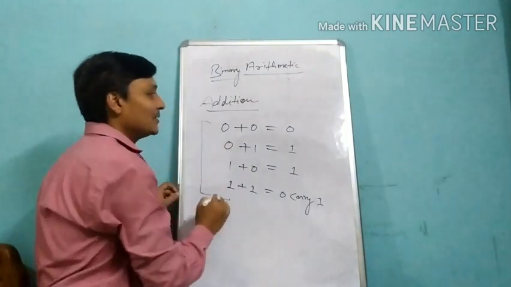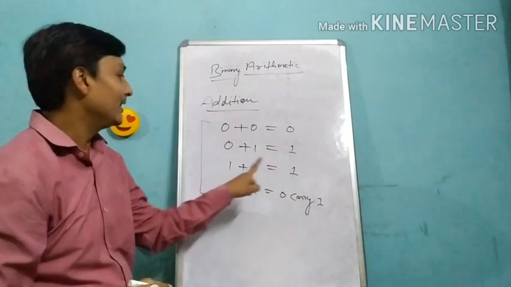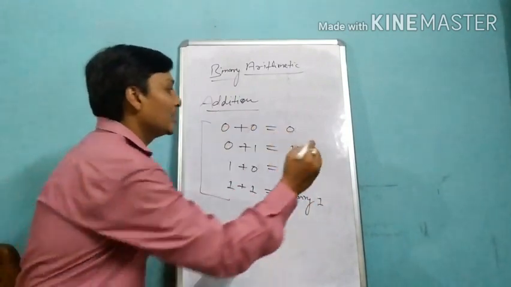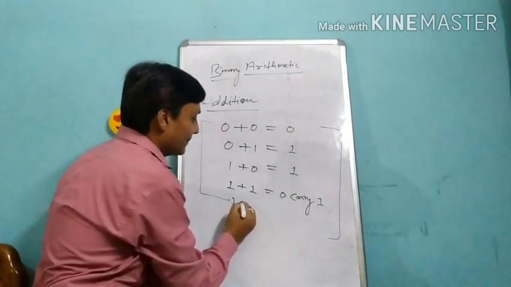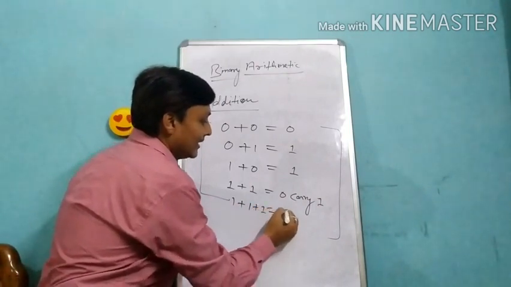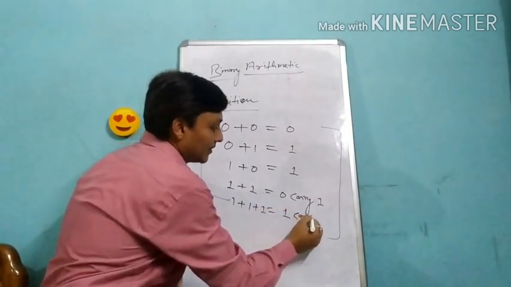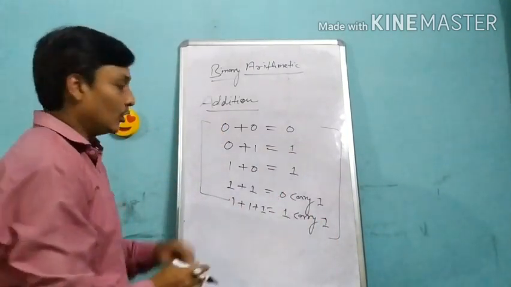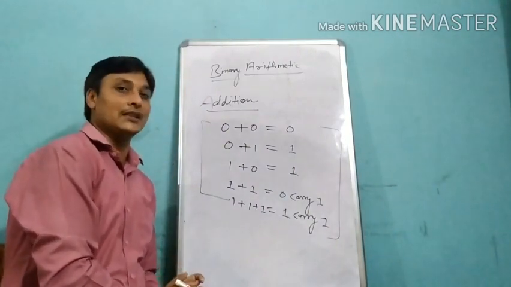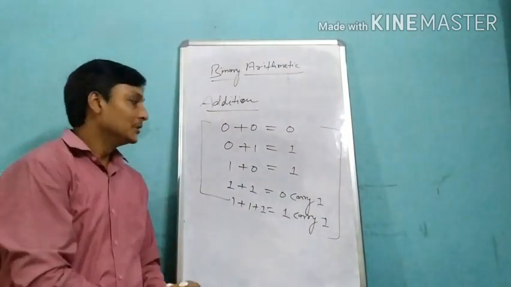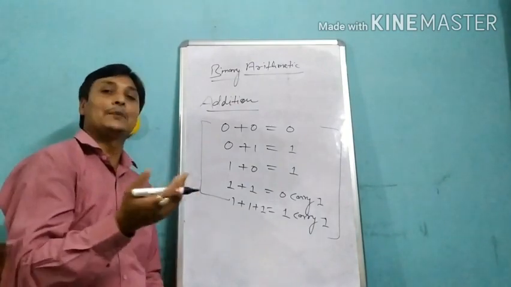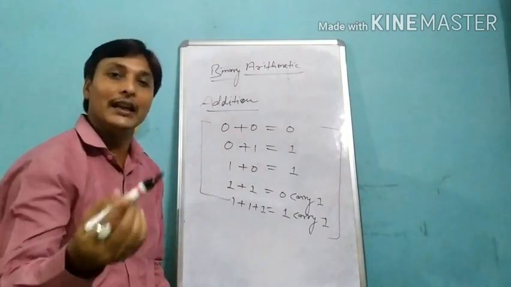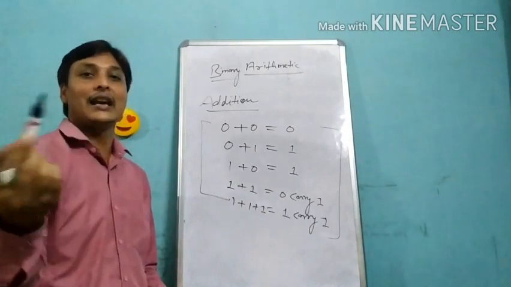0 plus 0 equal to 0. 0 plus 1 equal to 1. 1 plus 0 equal to 1. 1 plus 1 equal to 0 carry 1. And I am telling you one more. If 1 plus 1 plus 1 is given, in that case it would be 1 carry 1. Fine? So you will have to learn this first: 0 plus 0 equal to 0, 0 plus 1 equal to 1, 1 plus 0 equal to 1, 1 plus 1 equal to 0 carry 1, and if you get triple 1, then in that case it is 1 carry 1.